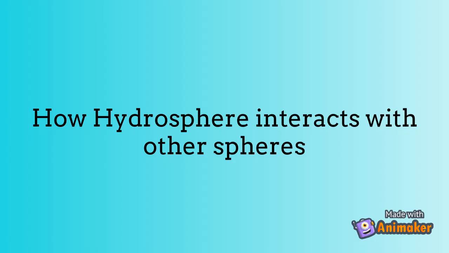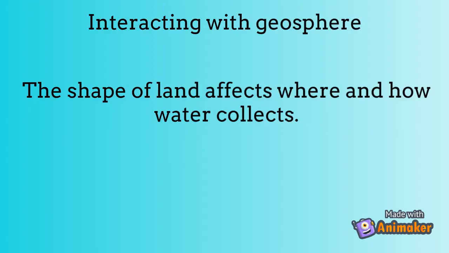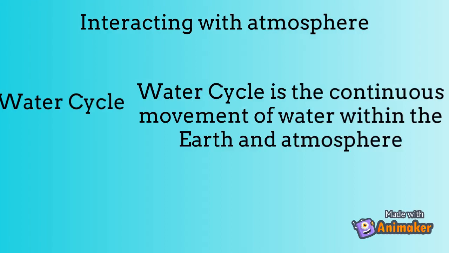Now I'm going to tell you how hydrosphere interacts with the biosphere, geosphere, and atmosphere. An example of how hydrosphere interacts with the geosphere is that the shape of land affects where and how the water collects. An example of how hydrosphere interacts with the atmosphere is the water cycle.